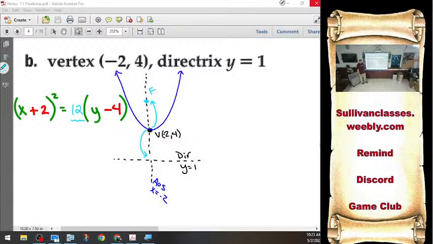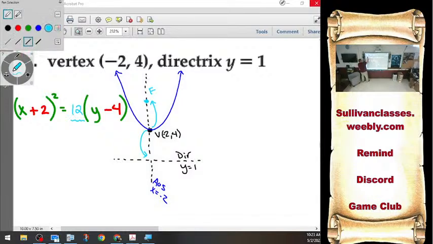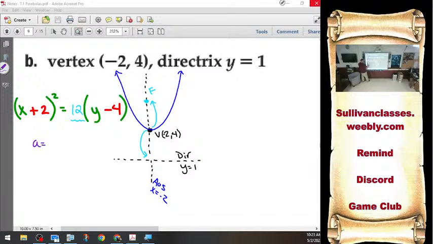Positive or negative? Positive because it's opening upward. And then again, if I needed more points, my a value is 1 over 4p. This is p, this is 4p. Y minus k, x minus h.